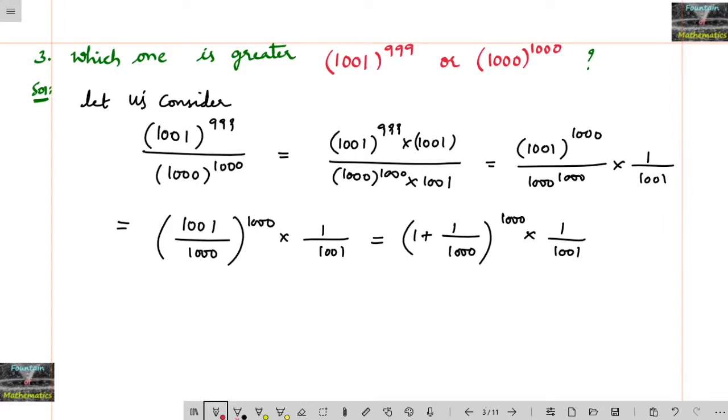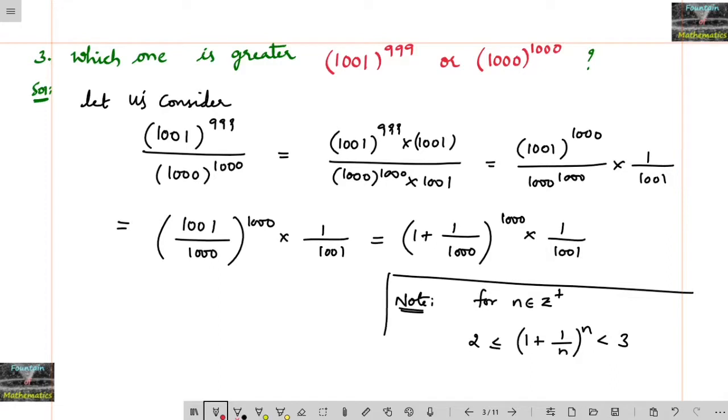Okay, and let me give a note, a property. For n a positive integer, 2 is less than or equal to 1 plus 1 upon n whole to the power of n, which is less than 3. Whatever positive integer you consider, we can always say that 2 is less than or equal to 1 plus 1 upon n whole to the power of n, which is less than 3.